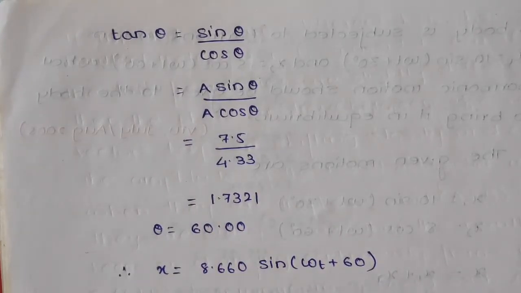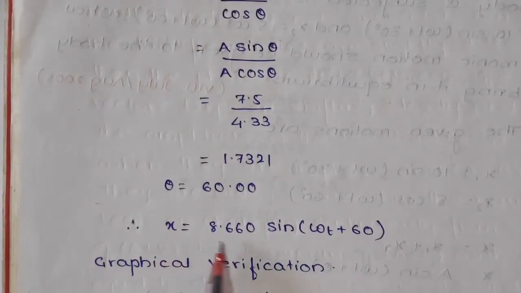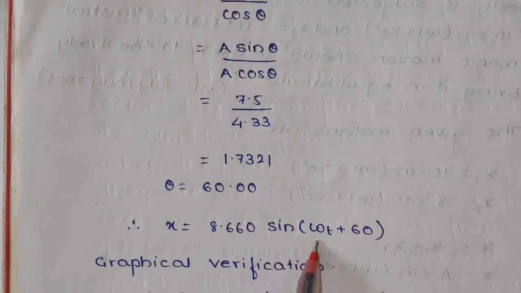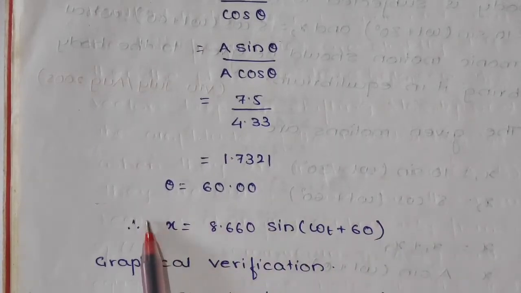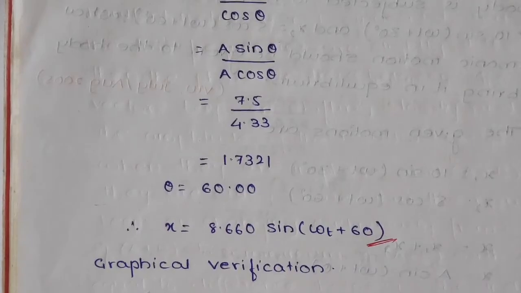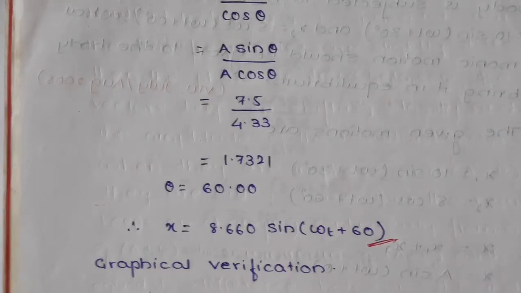Okay. Now I'll substitute these values in the equation, that is x is equal to 8.660, which is the amplitude we got just now, sin omega t plus theta, where theta is 60. So we have got this as the final resultant of adding those two given SHMs. Now we will verify this using the graphical method.